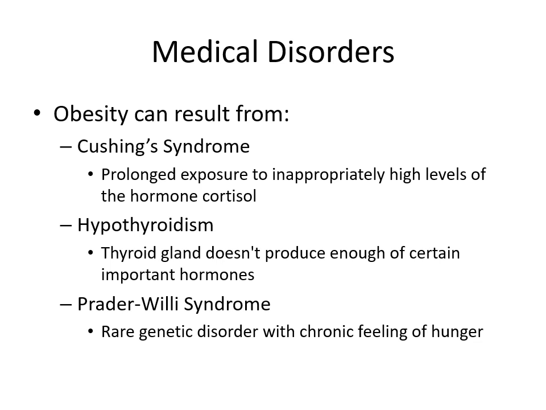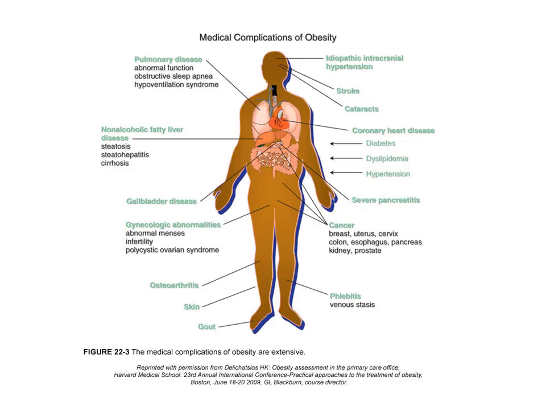Now again, looking at medical disorders, obesity can also have other causes. For example, Cushing's syndrome, which is prolonged exposure to inappropriately high levels of cortisol. Hypothyroidism, in which the thyroid gland does not produce enough T3 and T4. And for example, Prader-Willi syndrome, which is a rare genetic disorder with chronic feelings of hunger and insatiable appetite. Here we see a chart of the previously discussed medical complications, so you can see which specific systems or locations they affect.